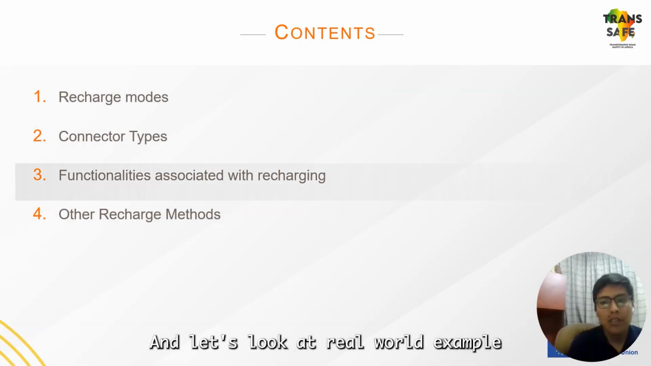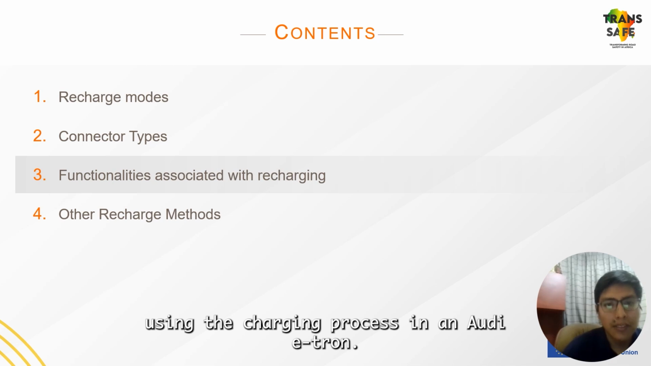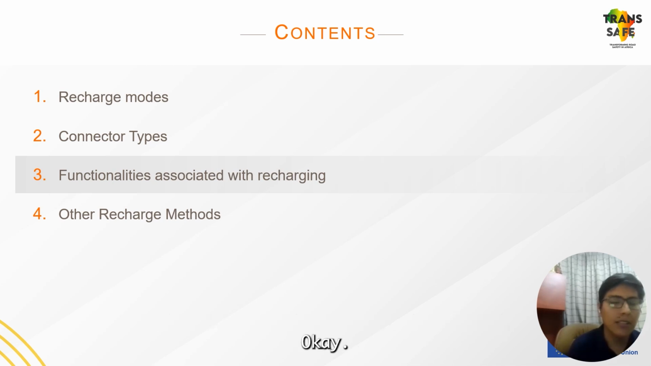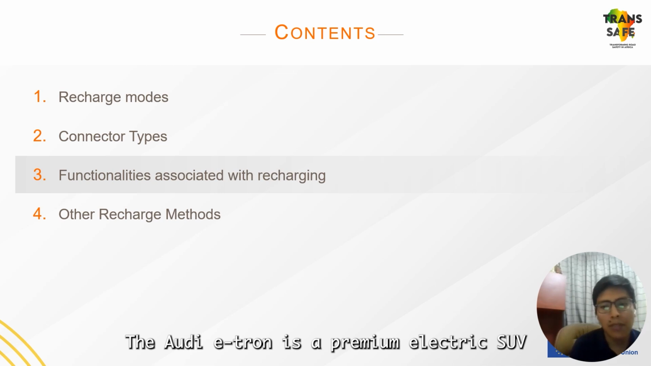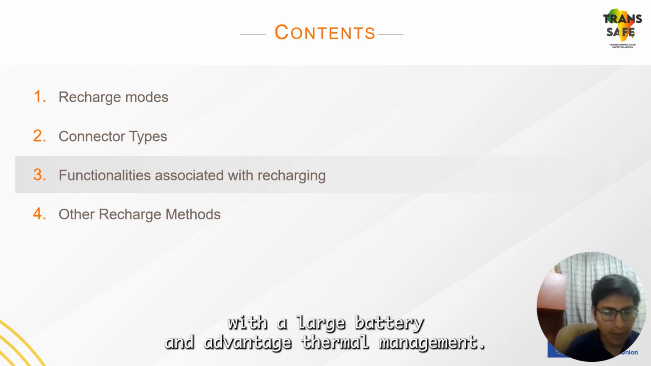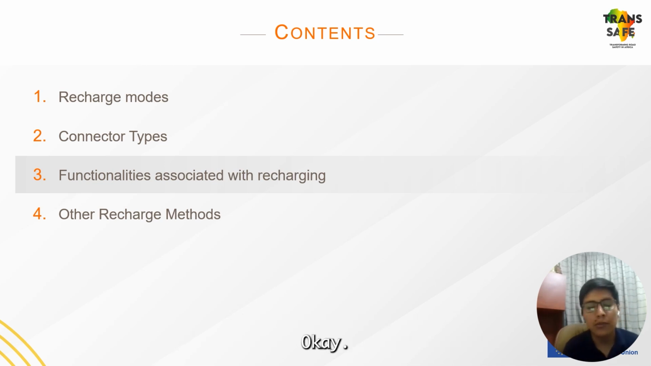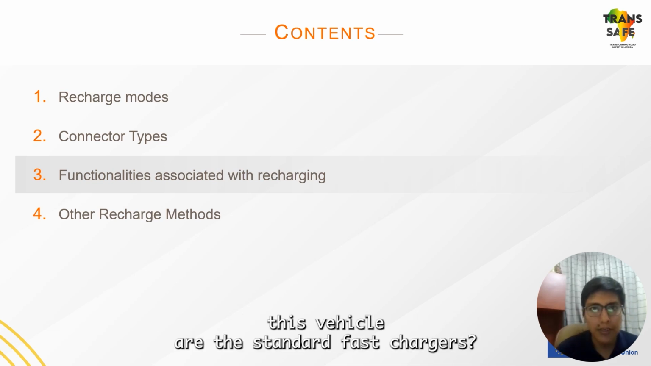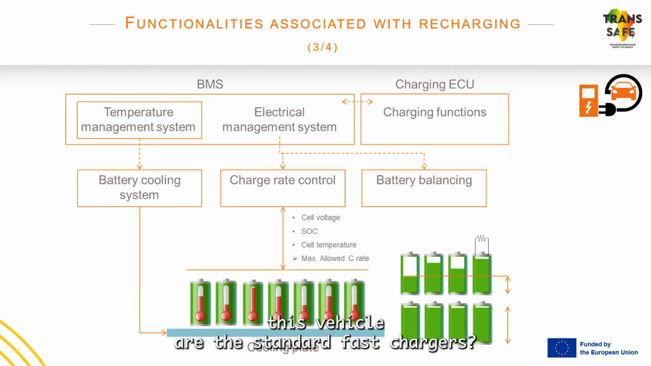Let's look at a real world example using a charging process in an Audi e-tron. The Audi e-tron is a premium electric SUV with a large battery and advanced thermal management. So what happens when you charge this vehicle at the standard fast chargers?